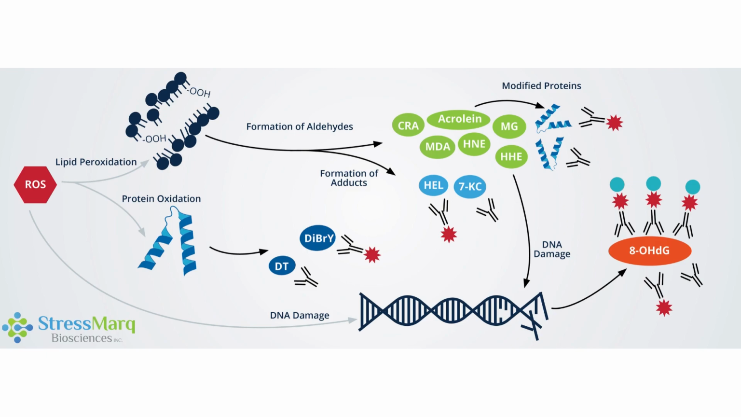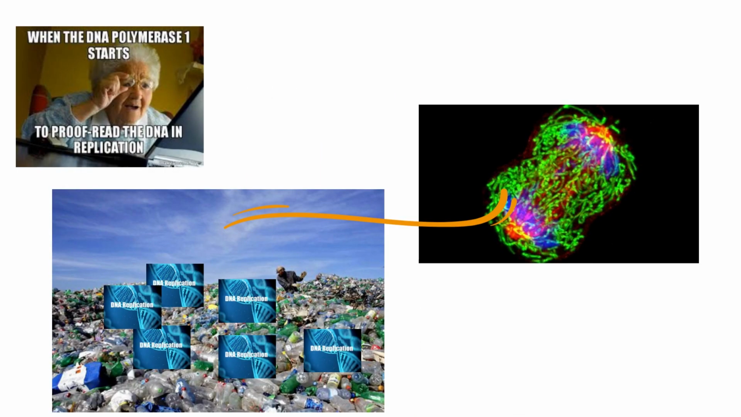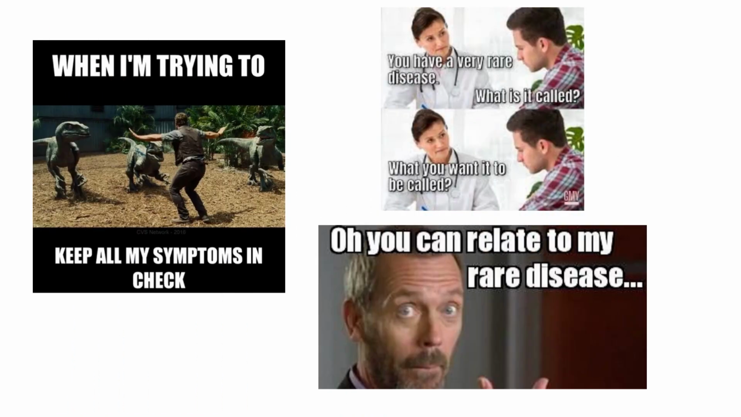The body has natural antioxidant defenses, such as enzymes like superoxide dismutase and catalase, to neutralize the harmful effects of ROS. However, excessive exposure to UV radiation can overwhelm these defenses, leading to cellular damage and potentially contributing to the development of skin cancer and other diseases.